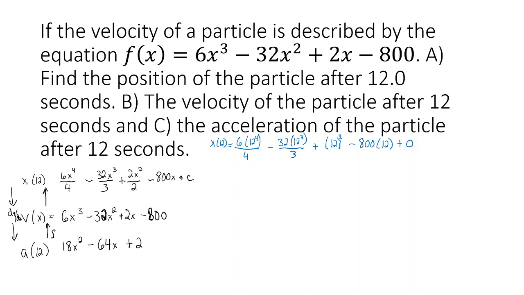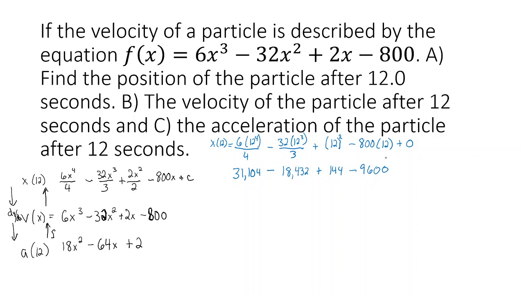We'll do exponents first. So 12 to the fourth is 20,736 times 6 divided by 4 is 31,104 minus 12 cubed times 32 divided by 3 gives me 18,432 plus 144 minus 800 times 12 is 9,600. So I can combine like terms.